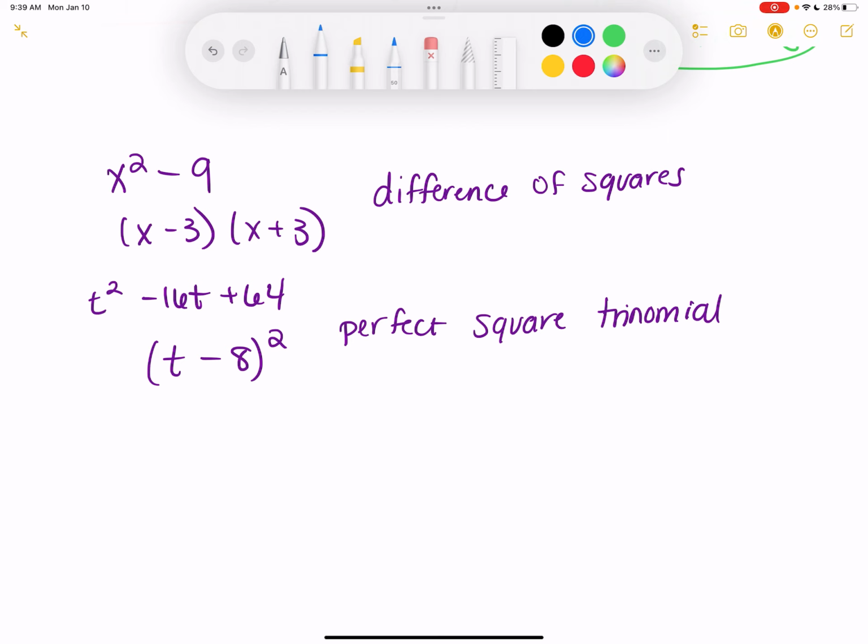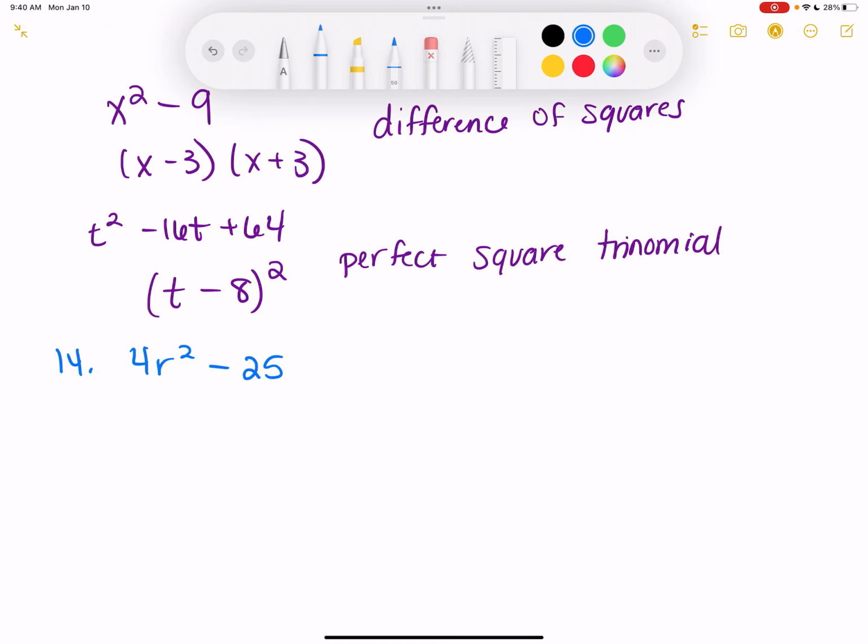So jumping back to our examples then. 14, 4r squared minus 25. So what special type is this? Difference of squares. Okay, it's a difference of squares. And so then how would I factor this? 2r minus 5 and 2r plus 5. Yep.